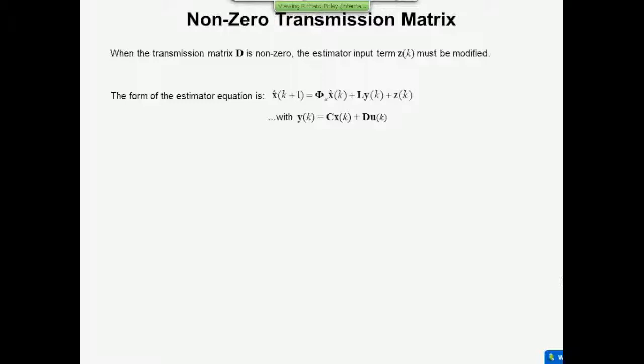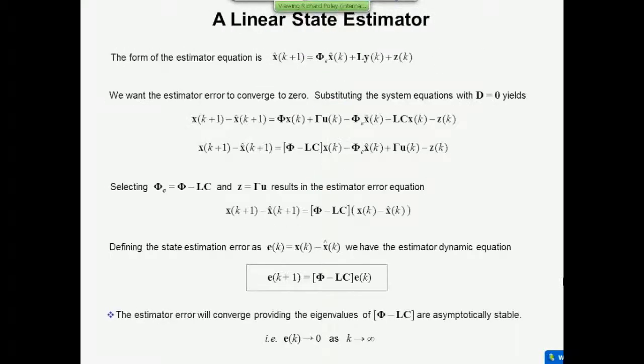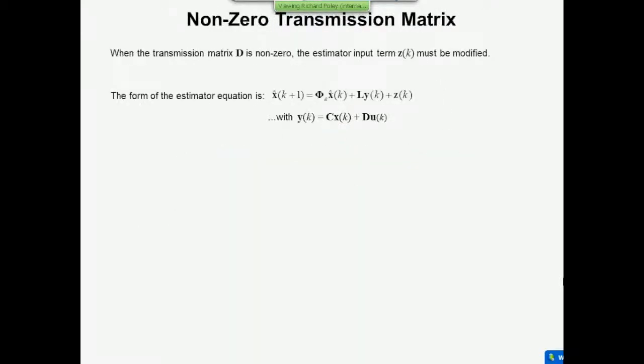Now, in the previous case, I did rather simplify things without drawing your attention to it, because when I substituted for y of k up here, I just took y equals C times x, and I didn't harp on the fact that there is a non-zero transmission matrix, but there can be, because it's a physical system, and usually the D matrix is zero. But if it's not, let me show you the effect of that. Now we substitute y of k with Cx plus Du, C times x of k plus D times u of k.